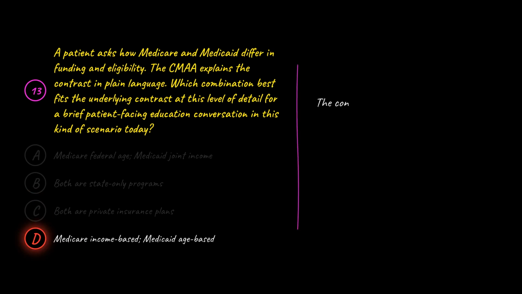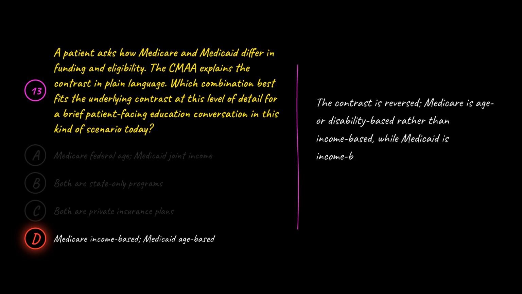D is wrong because the contrast is reversed. Medicare is age or disability-based rather than income-based, while Medicaid is income-based rather than age-based, which is the opposite of this option's framing here.